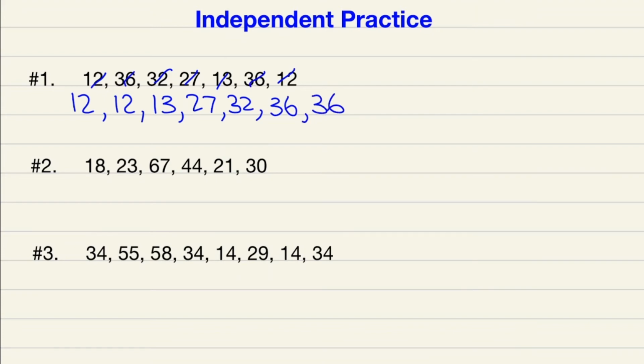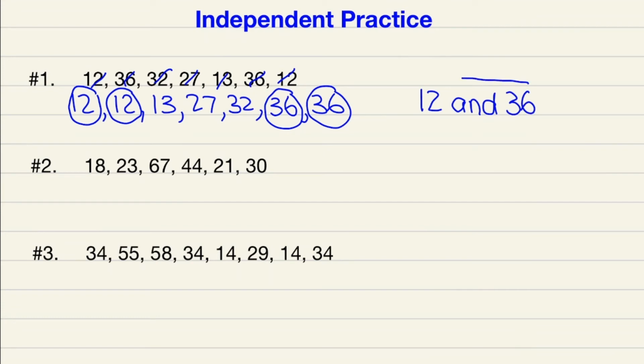And if we analyze our data set here, I see that 12 shows up two times, and I also see that 36 shows up two times. Every other number appears just once, and in this particular scenario, we are going to have two modes because 12 showed up twice and 36 also showed up twice. They appeared the same amount of times, so we have two modes for this problem.